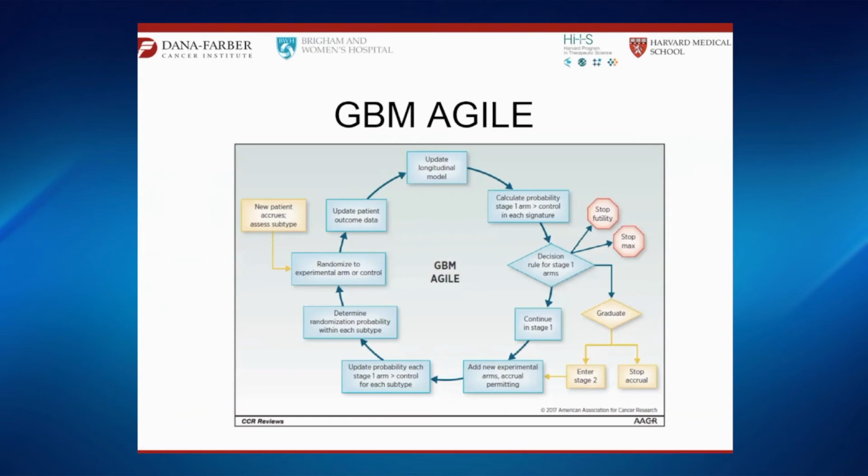comes in. And this is a busy schematic, but basically it just shows the process of how patients get enrolled, and we use their information to update the estimations of the treatment effect, and we use those estimations to make decisions about whether to keep the arm going or not.